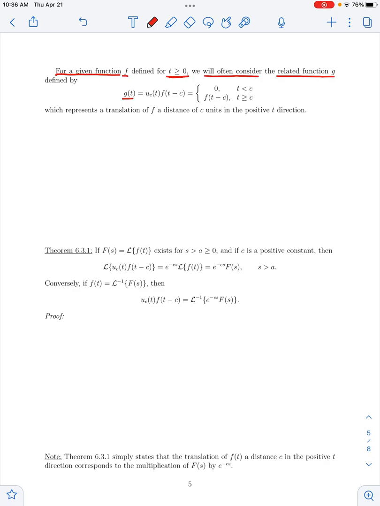G of t is the product of my unit step function u sub c times the function f of t minus c. Or if we write out the piecewise definition of this function, for values of t less than c, we have 0, and for t greater than or equal to c, I have 1 times f of t minus c, or just f of t minus c. So this function g represents the translation of the function f, a distance of c units in the positive t direction.